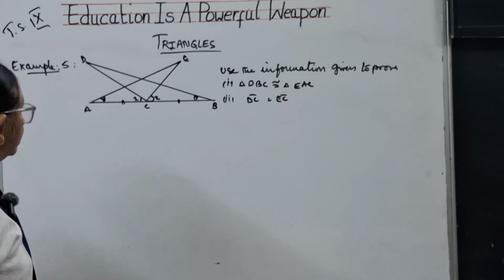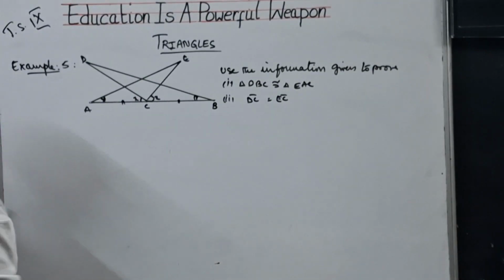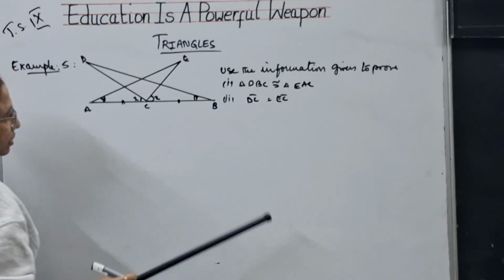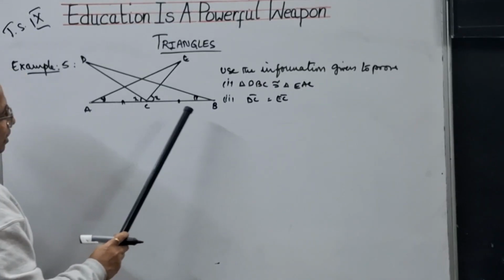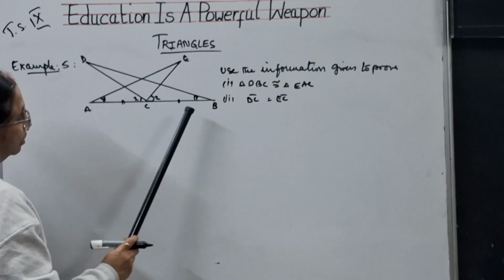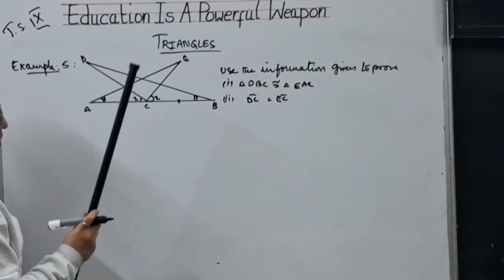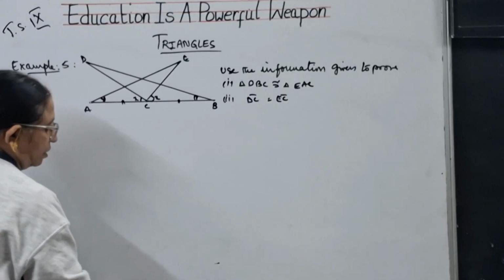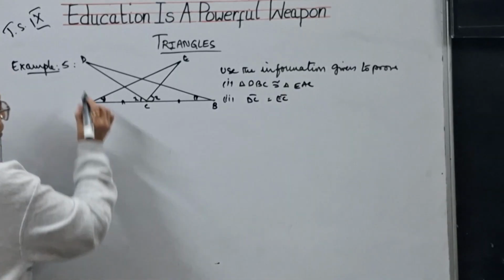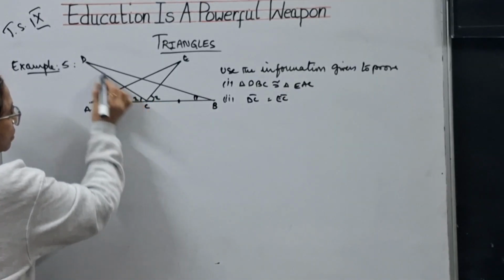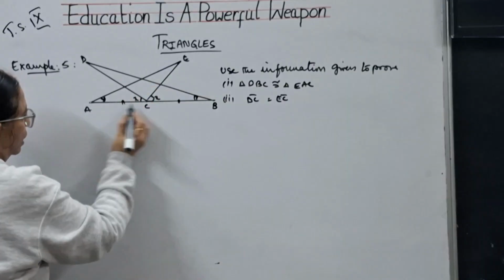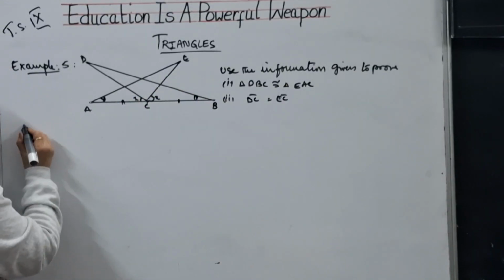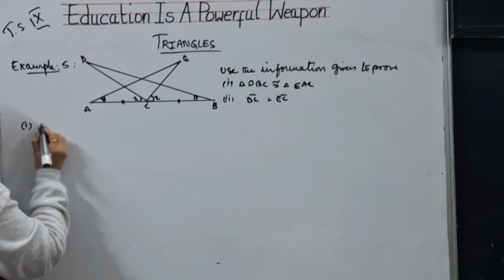See, children, example 5, they have given the figure and use the information given to prove that triangle DBC is congruent to triangle EAC. Please carefully see, children. DBC is one triangle, EAC is another triangle. This we need to prove. So let us take the first bit.